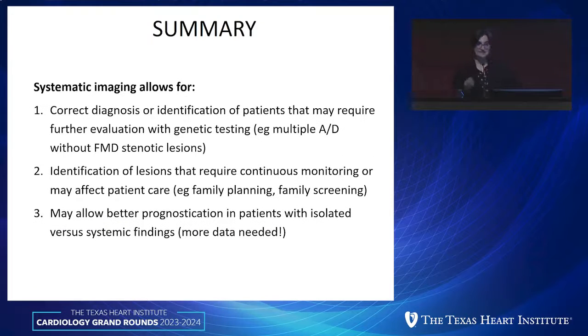And the reason is this systematic imaging allows us to correctly diagnose or identify patients that might need further evaluation, for example, with genetic testing. It may help us to find lesions that require continuous monitoring or affect patient care, particularly thinking about family planning or family screening. And it may allow us to better prognosticate patients in isolated versus systemic findings, although we definitely need more data.